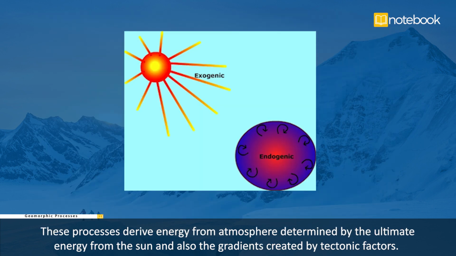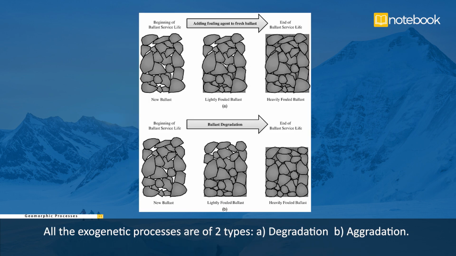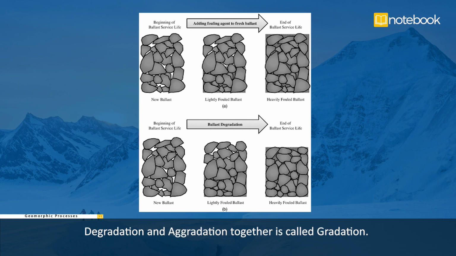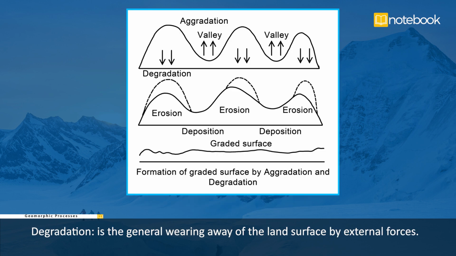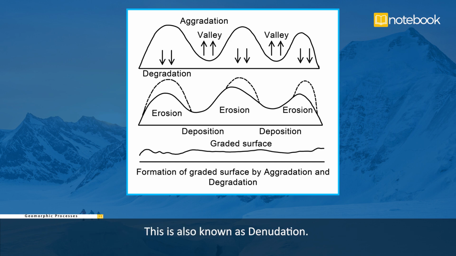These processes derive energy from the atmosphere, determined by the ultimate energy from the sun and also the gradients created by tectonic factors. All the exogenetic processes are of two types: degradation and aggradation. Degradation and aggradation together is called gradation. Degradation is the general wearing away of the land surface by external forces. This is also known as denudation.